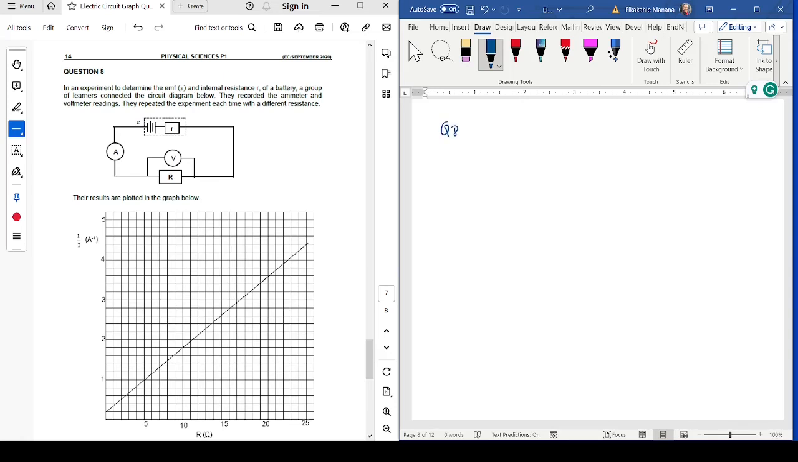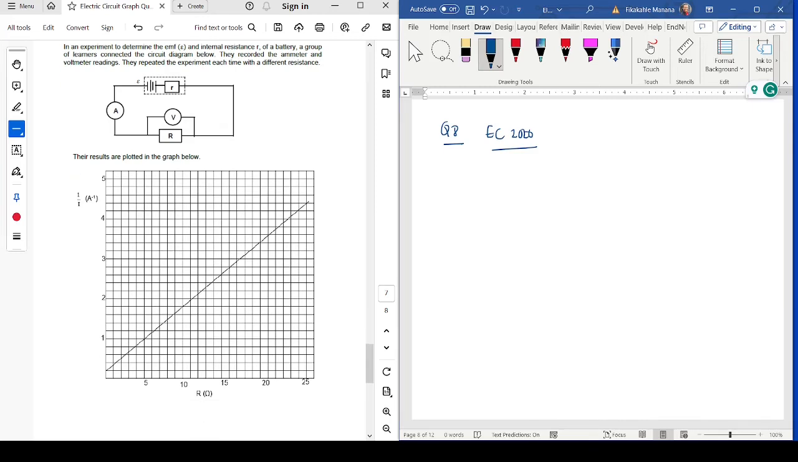So question 8. This is the 2020 prelim from the Eastern Cape. In an experiment to determine the EMF and internal resistance R of a battery, a group of learners connected the circuit diagram below. They recorded the ammeter and voltmeter readings. They repeated the experiment each time with a different resistance.